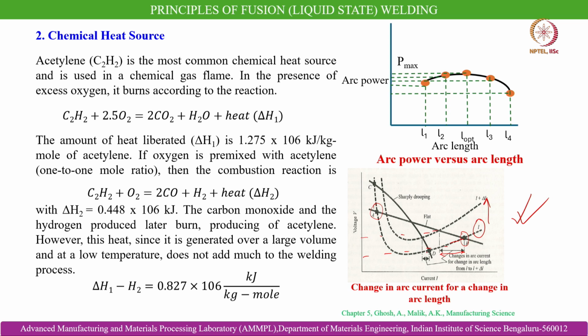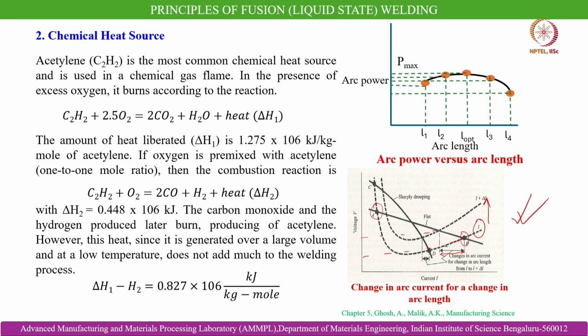So, you can see that if there is a change in the arc length, again along this CD line, from L to L plus delta L, you can see the change in current, I mean basically the current drop is very less, and also the change in voltage, that means the spike in the voltage, is comparatively lesser than what we have evidenced in case of flat characteristics.